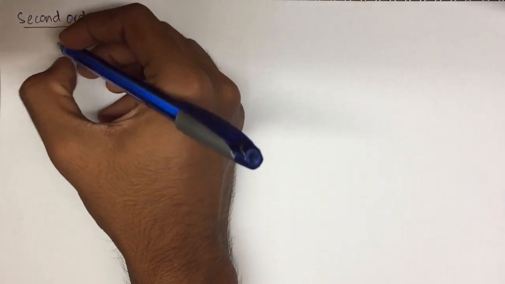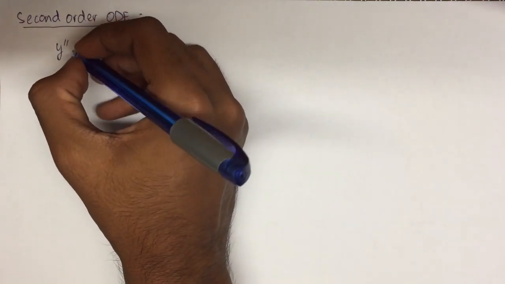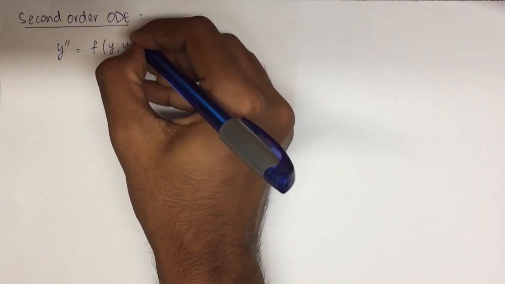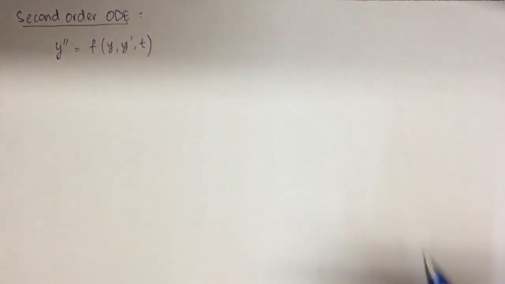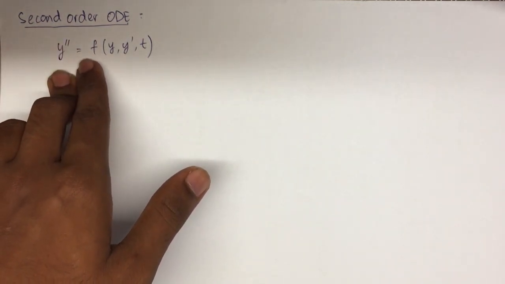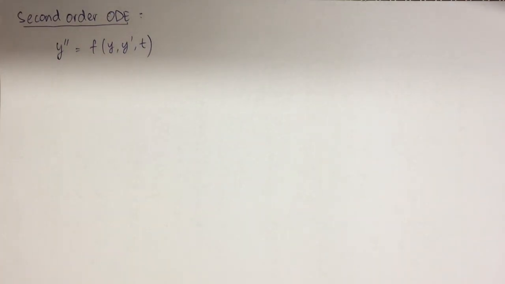The second order differential equation is usually of the general form y double prime being a function of y, y prime, and t. This is something which you already know, right? Because if it was y prime, then we'd just have y and t. So if we have a second derivative, there's a good chance that we might also involve a first derivative term in the equation which we have.